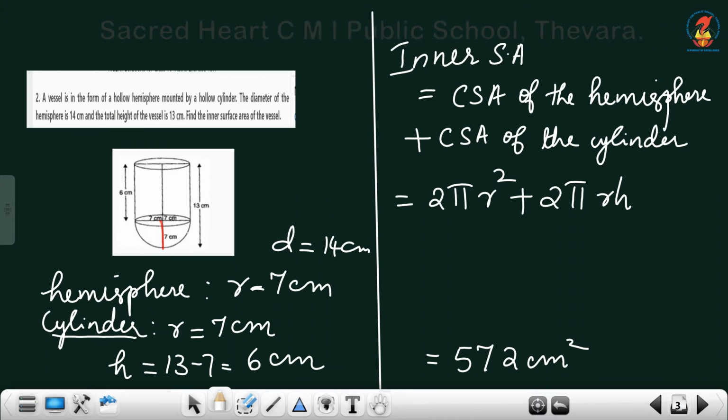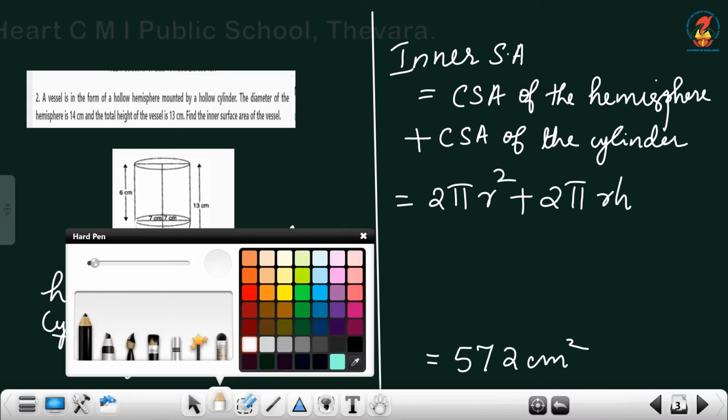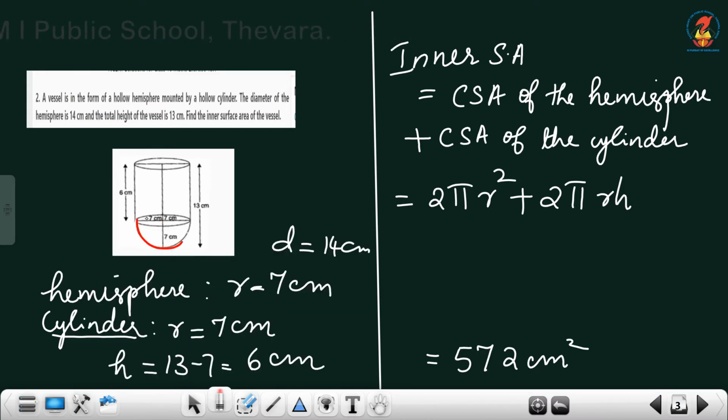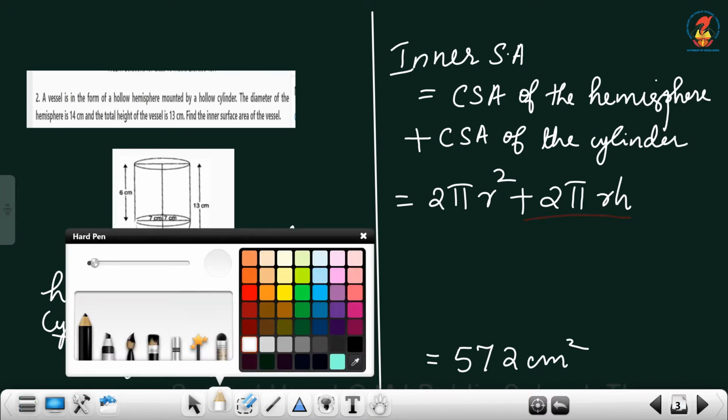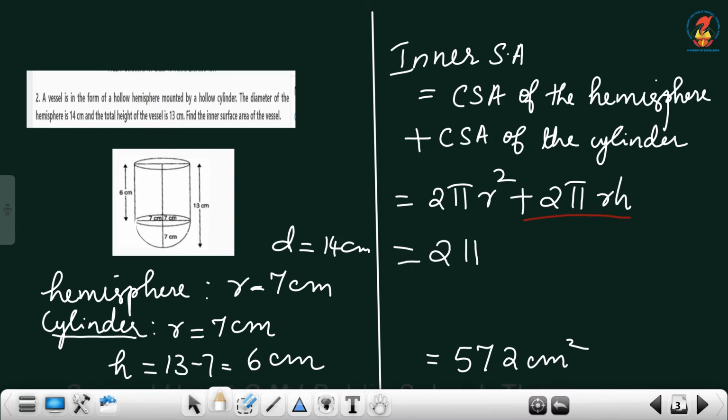So, inner CSA you have to find. Inner CSA means CSA of the hemisphere plus CSA of the cylinder. What is the formula to find CSA of the hemisphere? It is 2 pi r square and CSA of the cylinder is 2 pi r h. So, you can take out 2 pi r into r plus h itself.